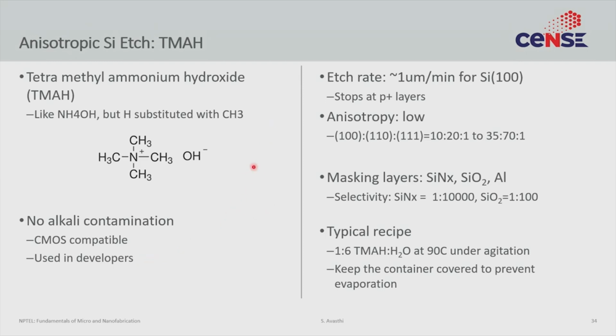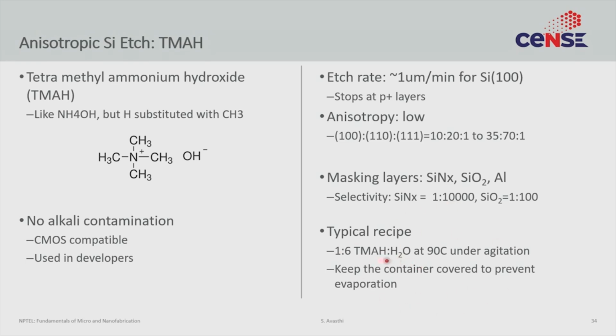One problem that it does not, however, solve is that you still need a hard mask. You still cannot use photoresist because photoresist dissolves in TMAH. So we typically have to resort to a hard mask like silicon nitride or silicon dioxide, but the selectivity is excellent, so there is no problem. The etch rate of this is around 1 micron per minute for silicon 100. This incidentally also stops at P plus layers, and we shall discuss that later. The anisotropy compared to the KOH is a little lower. Between 100 and 111, you only have a factor of 10 or a factor of 35, not hundreds as previously. So that is one disadvantage of TMAH, but then again it's CMOS compatible.